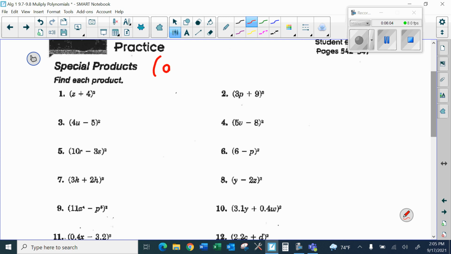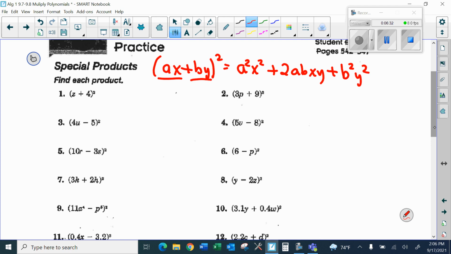Let's go: ax plus by, quantity squared. We're going to square the first term. So ax times ax is a squared x squared. Multiply the two terms together, it gives me abxy, times 2 would be 2abxy. And then square the last term. by times by is b squared y squared.